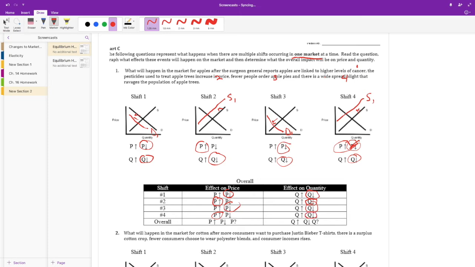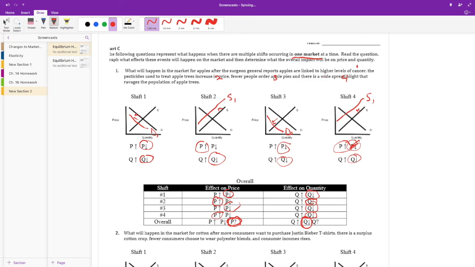Once you've lined these up, price goes down, price goes up, price goes down, price goes up. The effect on price is ambiguous. I can't really say one way or another what happens to price. Quantity goes down, quantity goes down, quantity goes down, quantity goes down. We have 4 decreases in a row. I can say with certainty, quantity goes down.